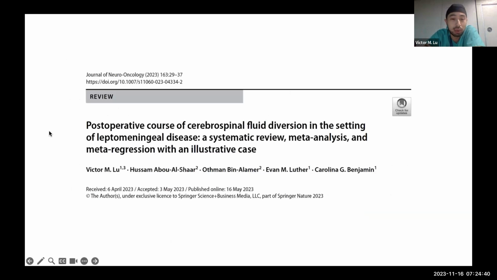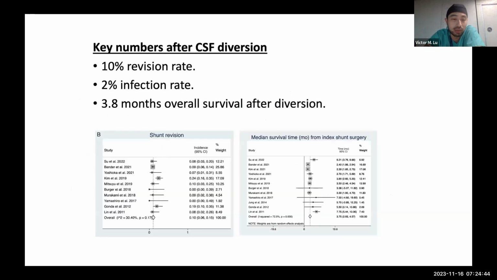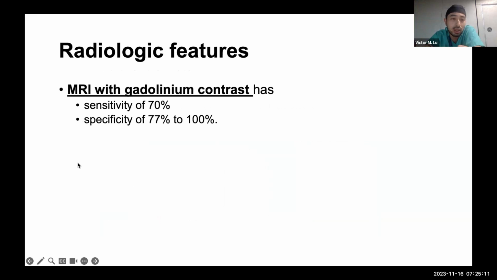We wrote this together once a patient presented with something similar, asking the question, how do these patients perform after CSF diversion? And you can see that there is a 10% revision rate, and the overall survival after diversion still remains in a matter of months. This type of evidence really starts to question the role of CSF diversion in this setting, this dismal prognosis, and why we do it, and what we tell the patients. And it remains a topic of discussion in many ways.